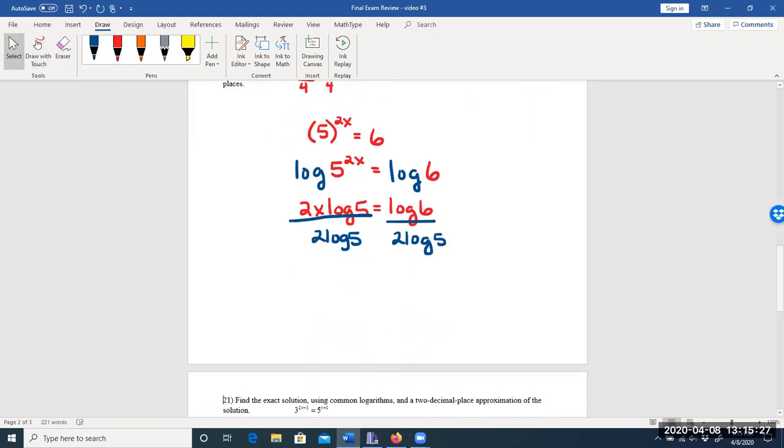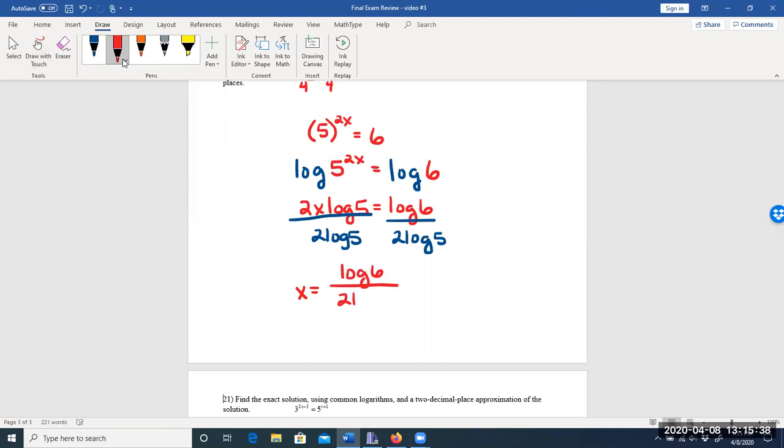Okay, so our exact answer is x equals log of 6 over 2 log of 5. This is known as the exact answer. To find an approximation, I'll use a little wavy equal sign, which means approximately equal to.